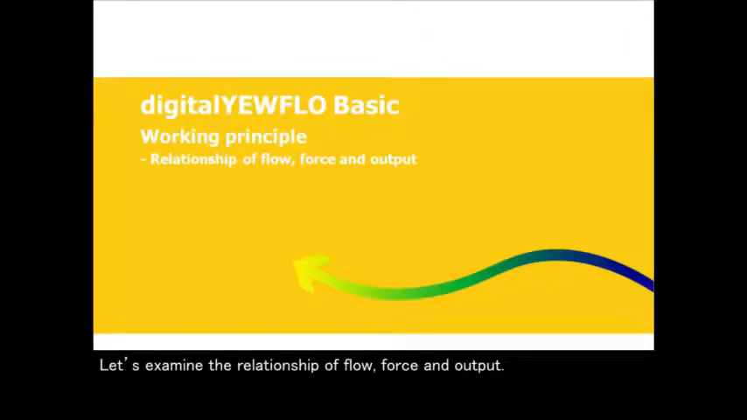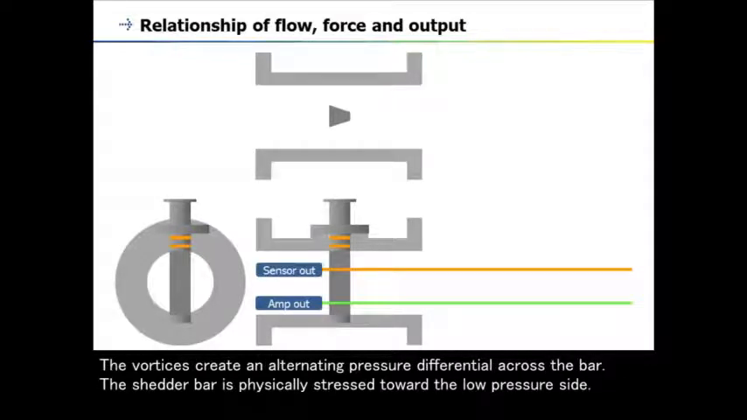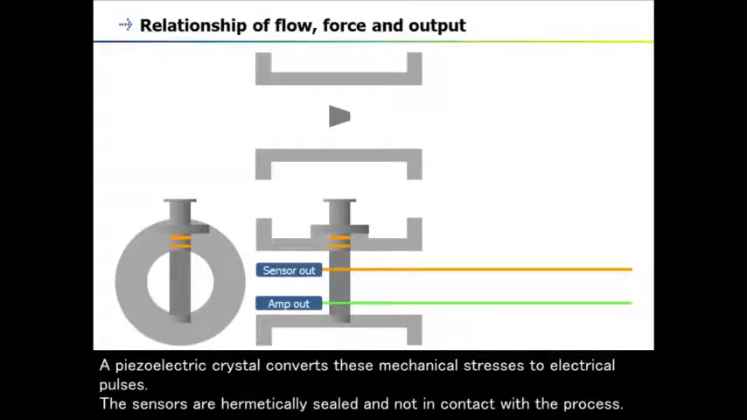Let's examine the relationship of flow, force and output. Flow hits the shedder bar and separates, and due to the shape of the bar, forms vortices. The vortices create an alternating pressure differential across the bar. The shedder bar is physically stressed toward the low pressure side. A piezoelectric crystal converts these mechanical stresses to electrical pulses. The sensors are hermetically sealed and not in contact with the process.